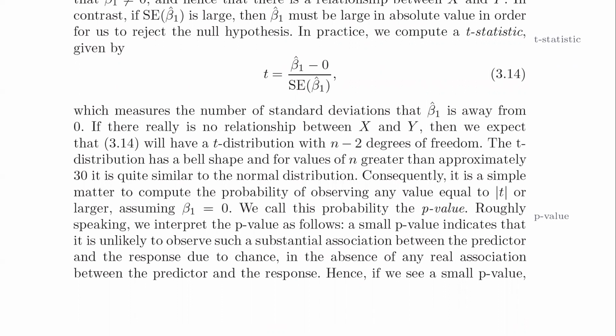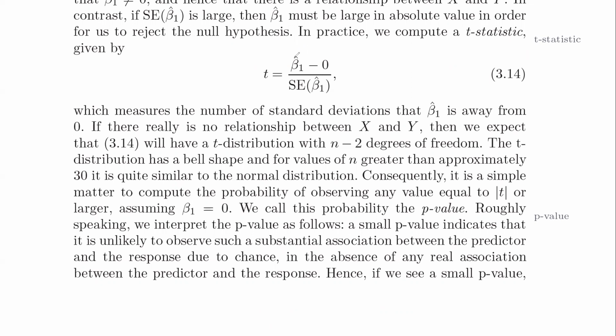So what are we doing? We're doing beta 1, our estimate of beta 1, minus 0. So you're calculating the difference: how far is our estimate from what the null hypothesis is considering? The null hypothesis is considering a zero gradient. And then you're dividing by the standard error. You're kind of making it relative.